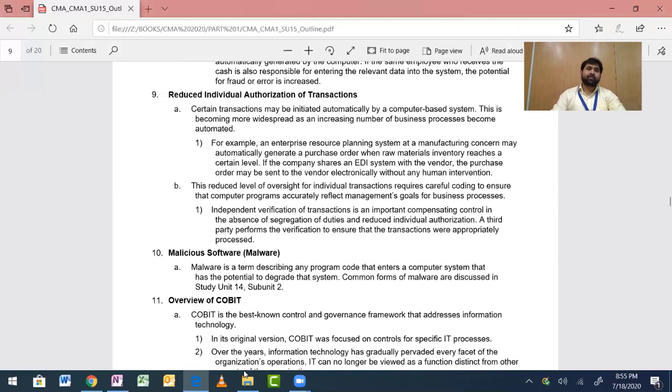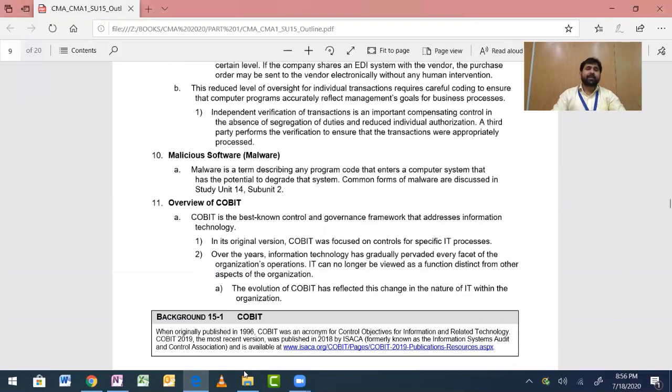Reduced individual authorization of transaction. So individual authorization of transaction: one person will not do the authorization. There will be two, three places from which you need authorization. This will reduce the chances of any damage or breach. Do the reading. Then malicious software, obviously this malware and all that stuff, if they get into the system, that will be a problem. Overview of COBIT.